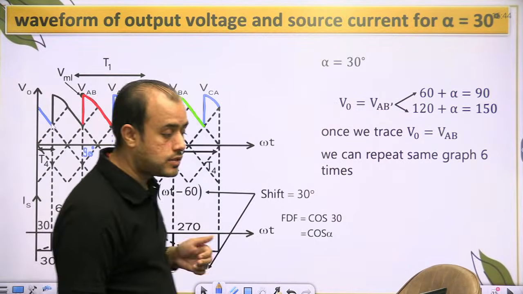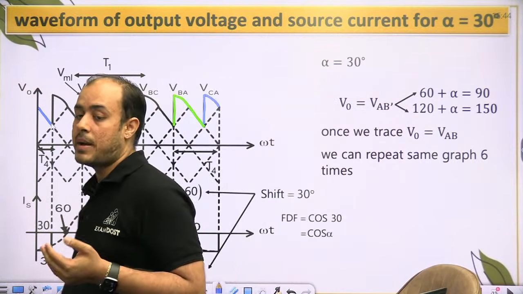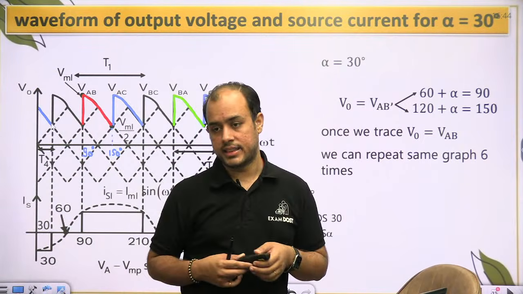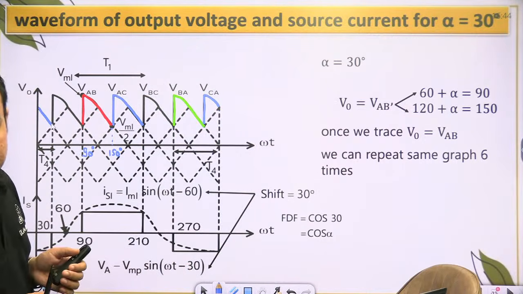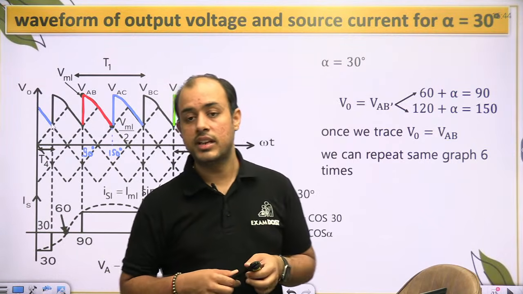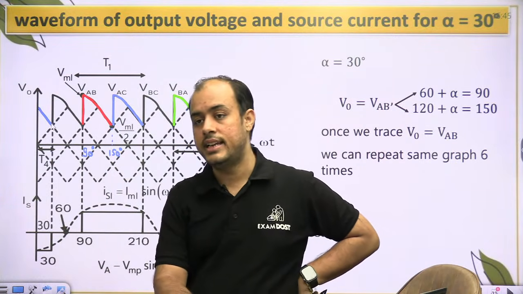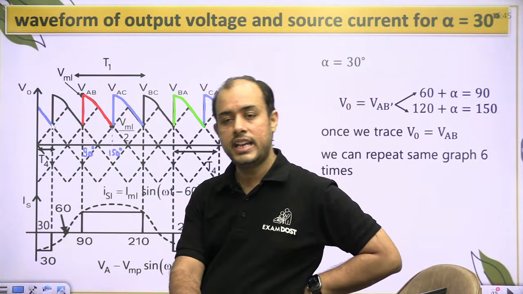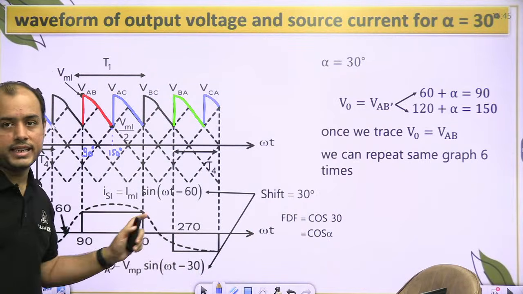Remember one thing, VXY means current leaves the X terminal and comes back from the Y terminal. Current X से निकल के Y से वापस आता है. That is the meaning of VXY. So similarly, when you talk about AB or AC, current is actually leaving the A terminal. But when you talk about BA or CA, current is actually coming back from the A terminal. Current A वाले terminal से वापस आ रहा है. So that is how you draw the supply current.